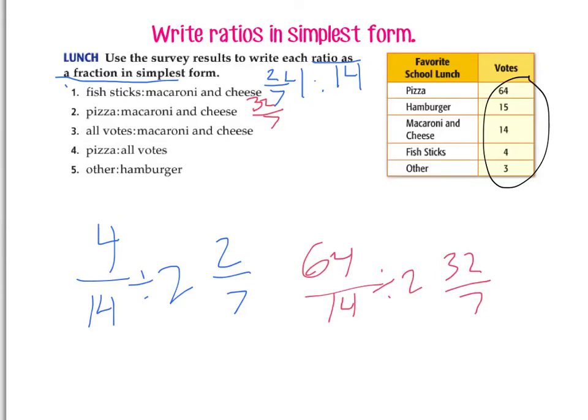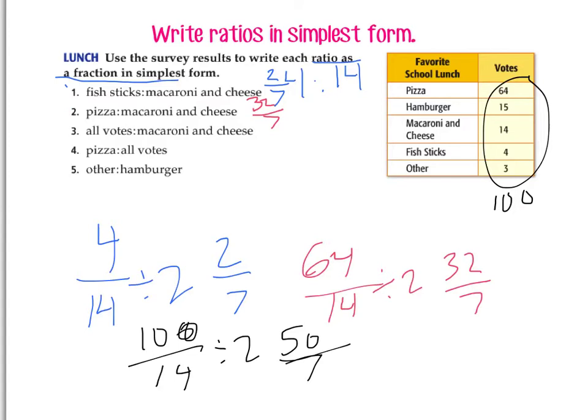Let's see, I've got 6, 12, 13, 20, 100 all together. That works nicely. To macaroni and cheese, so I've got 100. And again, I've got 14. I could divide by 2, and I get 50 over 7. So 50 to 7. Pizza to all votes.